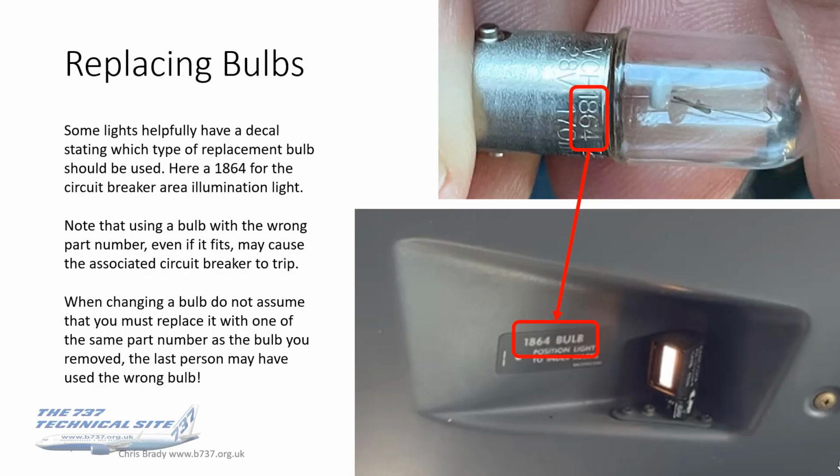The other thing I would say is, when changing a bulb, don't assume that you must replace it with one of the same part number as the bulb that you removed, because the last person may have used the wrong bulb. So if you take a bulb out of somewhere and it says 1864 or whatever on it, don't assume that that is the correct bulb. Again, it's more for engineers really. As pilots we don't get involved in too much of this, but that's a good rule of thumb to live by.